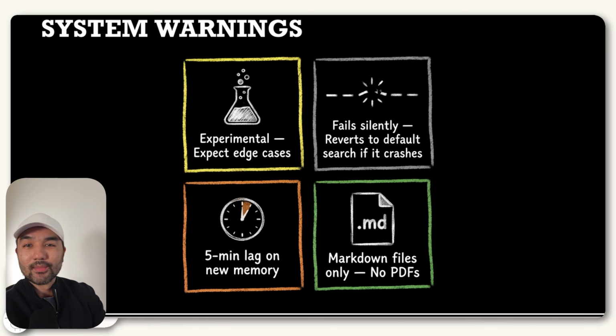Third is that recently written memory does have a lag, because QMD's index essentially refreshes every 5 minutes by default. So if you write something to memory and immediately ask about it, QMD might not have indexed it yet. You can configure this down, but out of the box, 5 minutes is the cadence. And the fourth one is that QMD indexes your markdown memory files only. It doesn't index PDFs, Word documents or anything else. So it just improves upon OpenClaw's memory structure, which also just indexes markdown files.